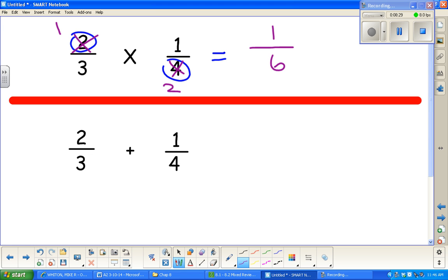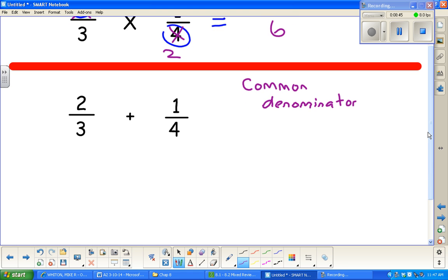Now for adding and subtracting, it's a little bit different. We need a common denominator here. We need to add the same size pieces. So this process should be familiar. We want to look for the least common multiple of our denominators of 3 and 4. So I'm going to look for something that they both go into. You can always just use their product. 3 times 4 is 12. In this case, that is the smallest one, but sometimes there might be a lower multiple. But let's go ahead and use 12. 12 is the least common multiple in this case.